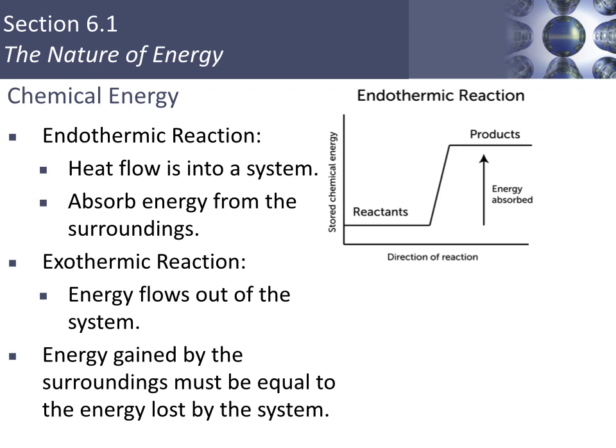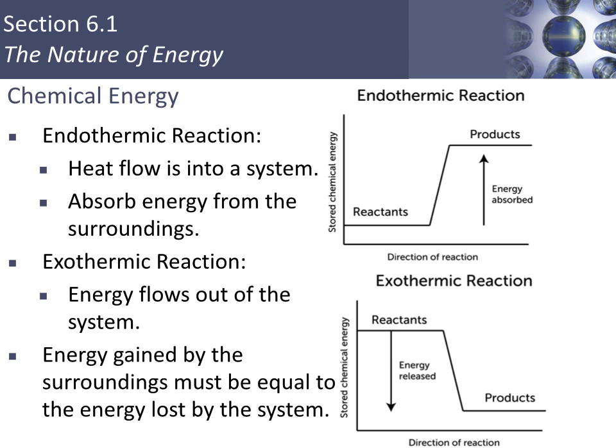There are a couple of graphs that help sum this up. Here we have the direction of the reaction and how much chemical energy you have. If we were looking at an endothermic reaction, the reactants would have less chemical energy than the products because in an endothermic reaction, energy is absorbed. That's different than an exothermic reaction. In an exothermic reaction, the reactants are going to have more energy than the products because energy is released.